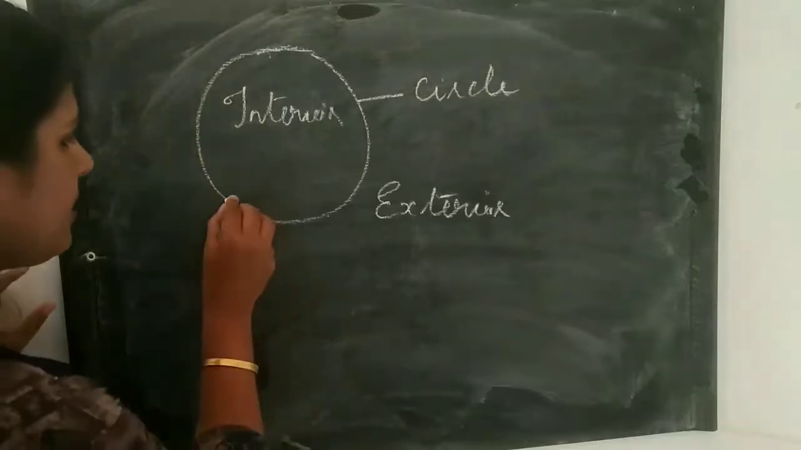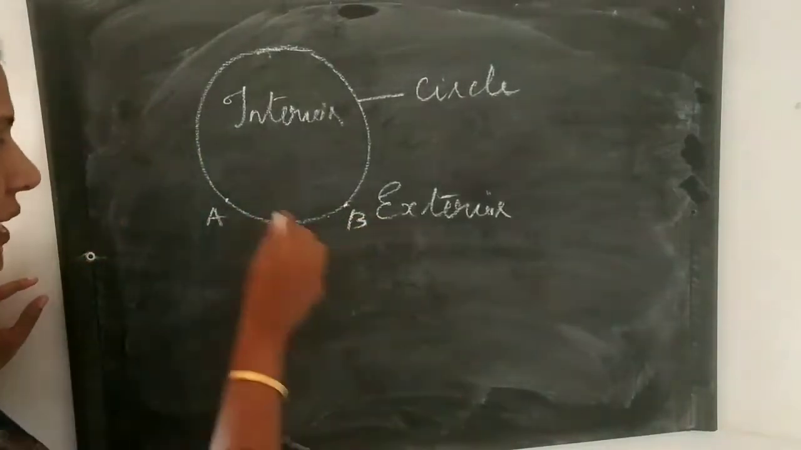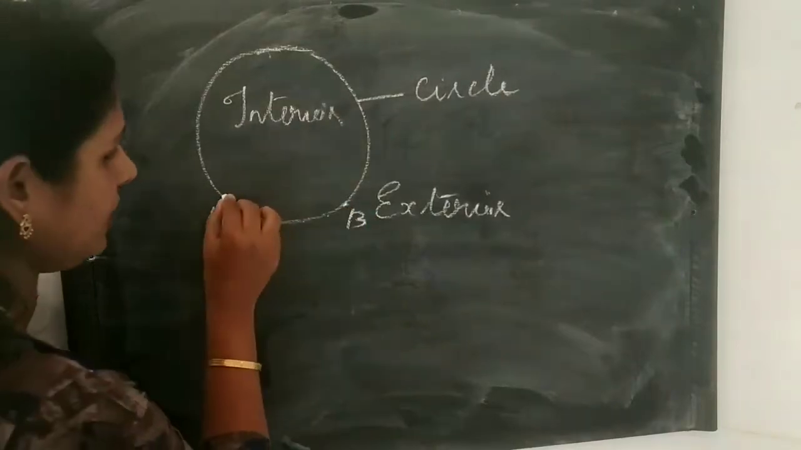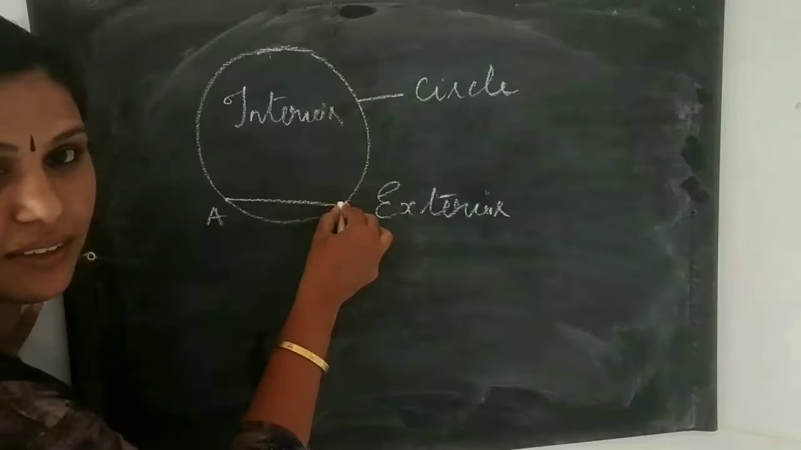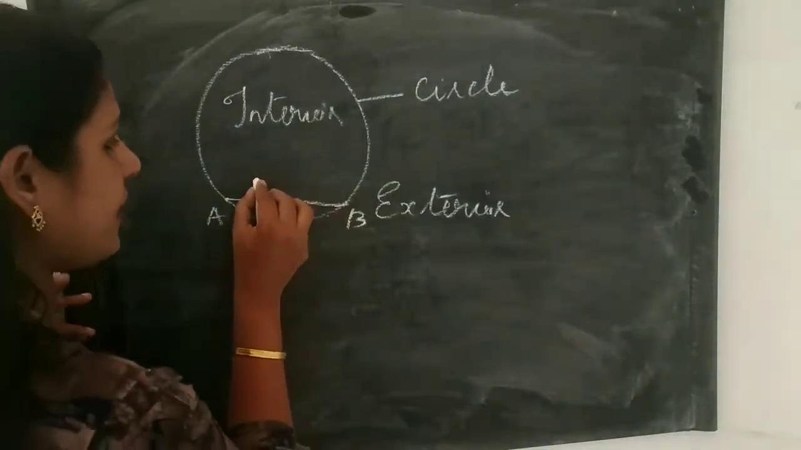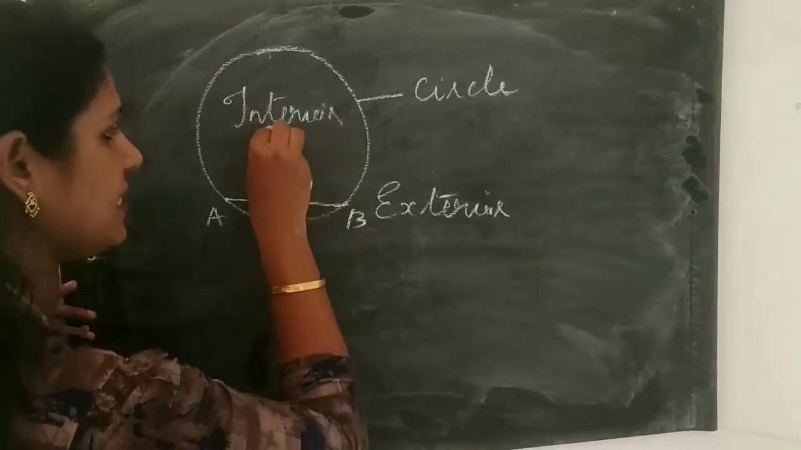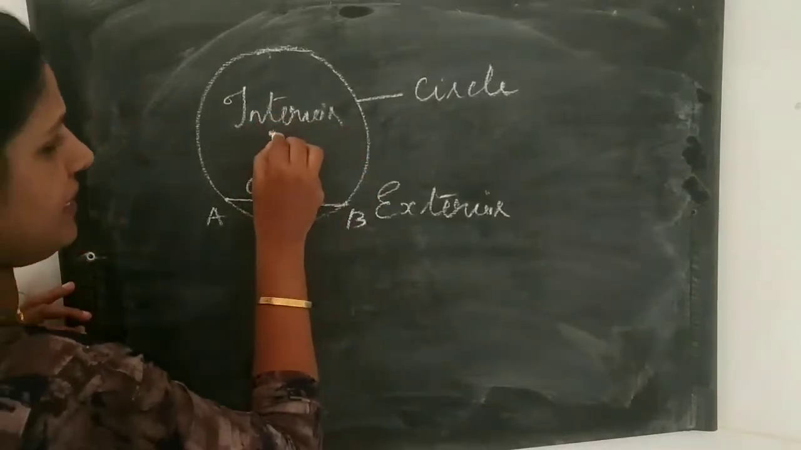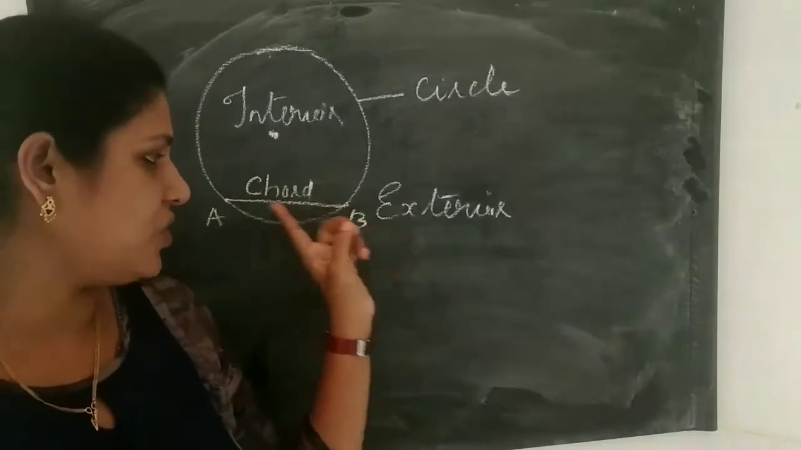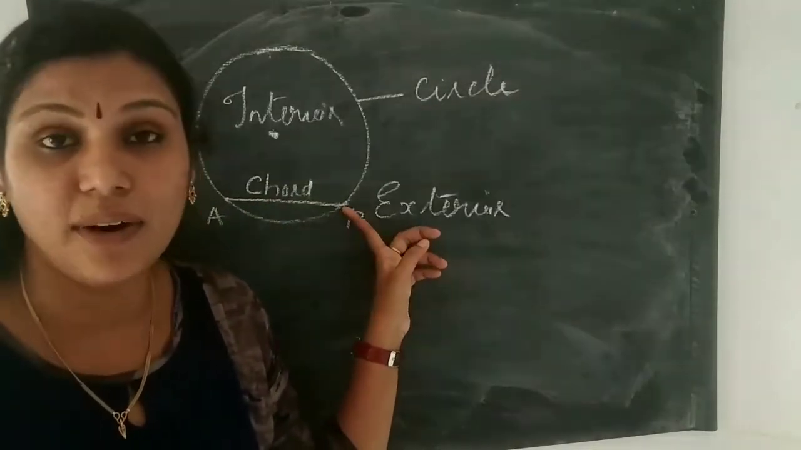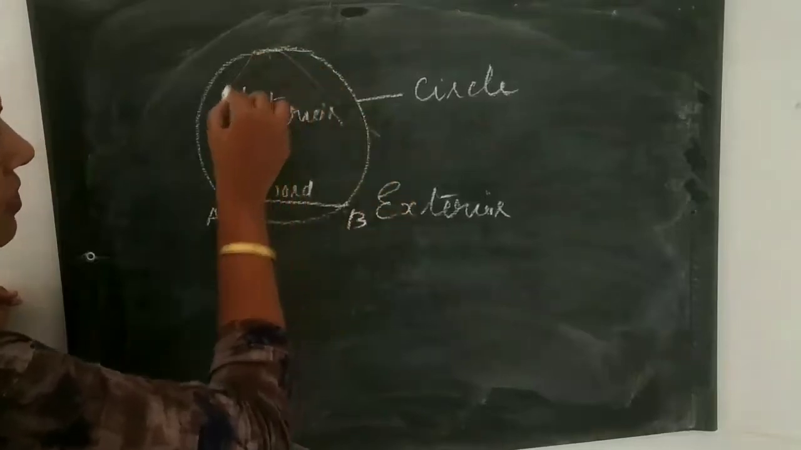And here I take 2 points, A and B, in this circle. I join these points. Now we get a line segment here. It is known as a chord of the circle. This is the center of the circle. When we take 2 points on the circle and join them, we get a line that is known as a chord. Here we get a chord, this is also a chord.